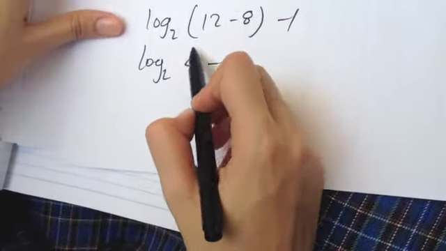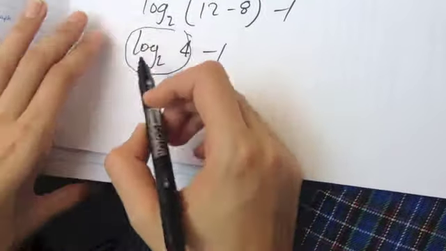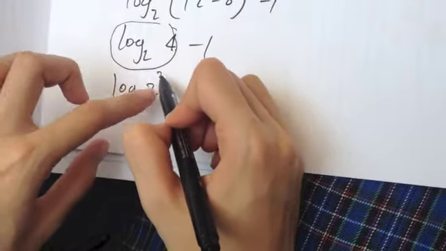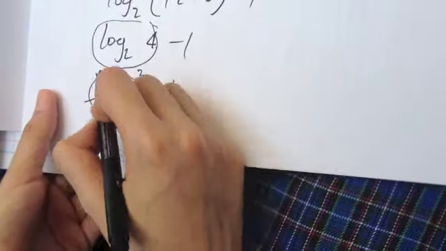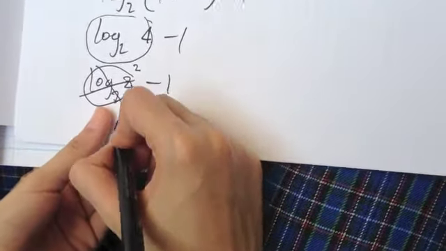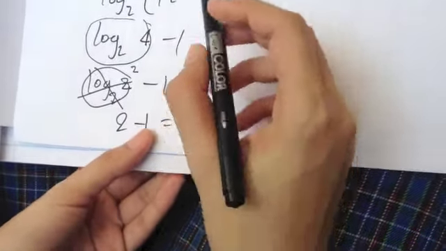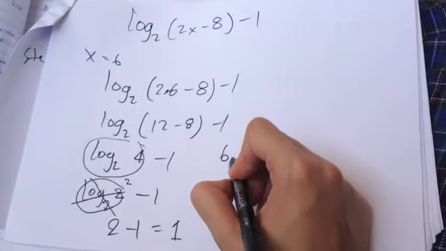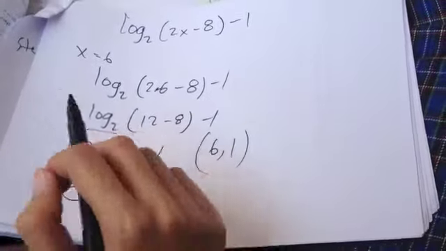So now we're going to separate this and this first. So we're going to solve this, which is log base 2 of 2 to the power of 2, because 2 to the power of 2 is equal to 4, minus 1. So this, as you know, is going to cancel out because the base and the number are the same. So we're going to bring down the power. 2 minus 1 is equal to 1. So at this point, it's going to be 6, 1. This is a point in the graph, 1 point in the graph.